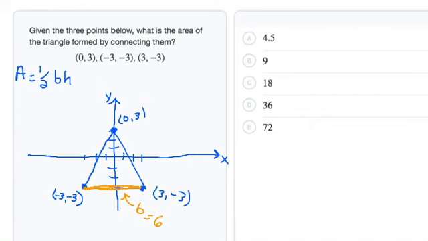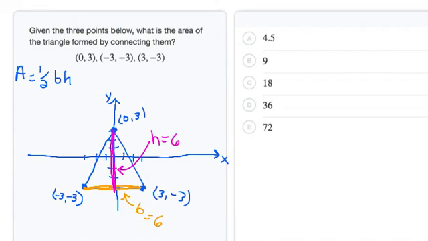Let's go ahead and let's point out the height of our triangle, and we'll switch to a different color just so we can visually see it. And our height is located here. And if we count this distance, we have 1, 2, 3, 4, 5, 6. So actually our height is the same as our base. Our h is equal to 6.